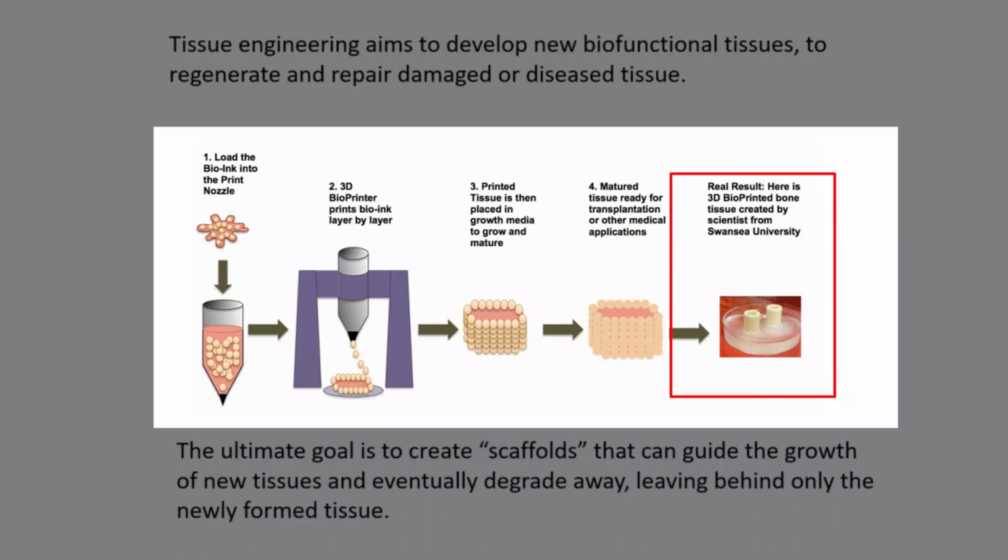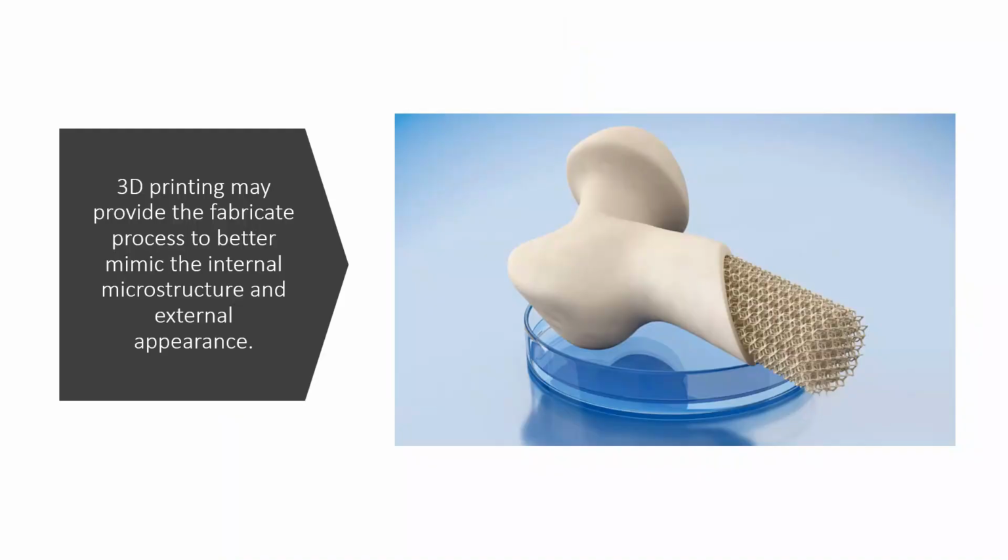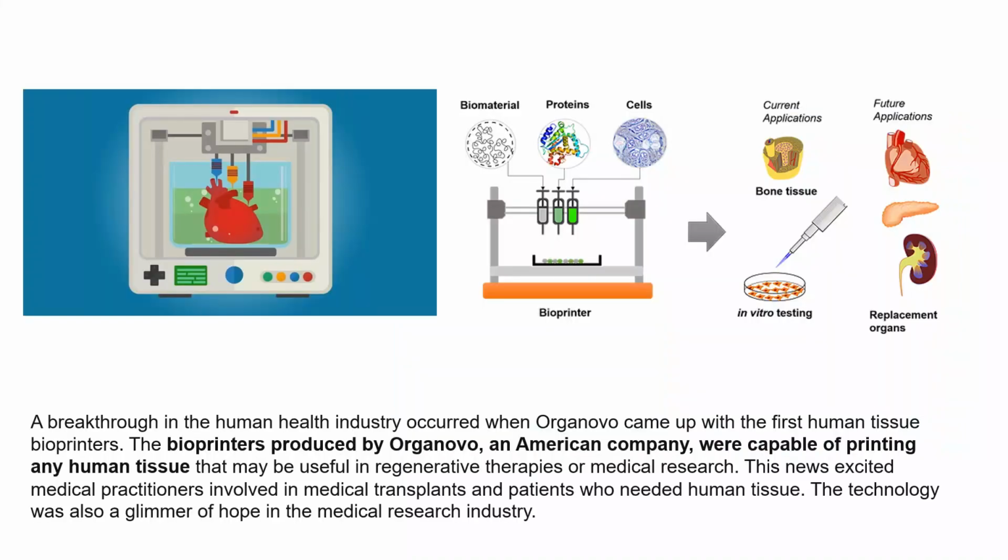Here we can see the real result. Here is the 3D printed bone tissue created by a scientist from Swansea University. 3D printing may provide the fabricate process to better mimic the internal and microstructures and external appearance of tissues, bones, and organs. A breakthrough in the human health industry occurred when Organovo came up with the first human tissue bioprinters.